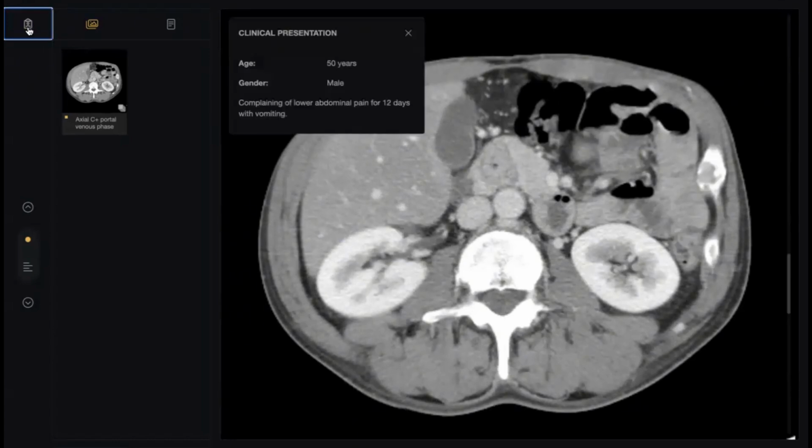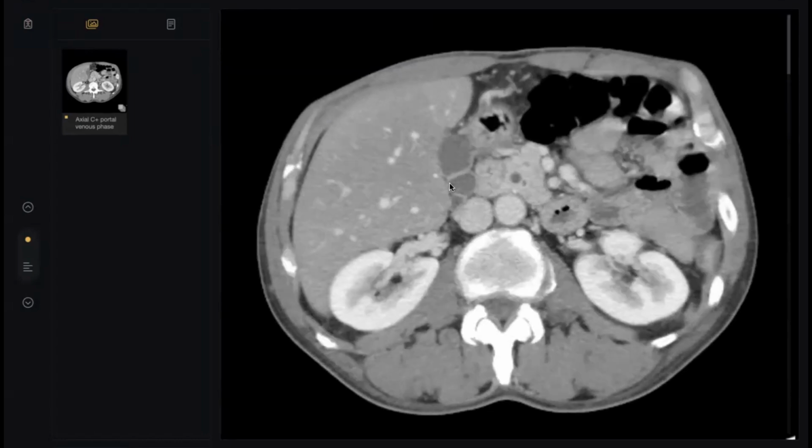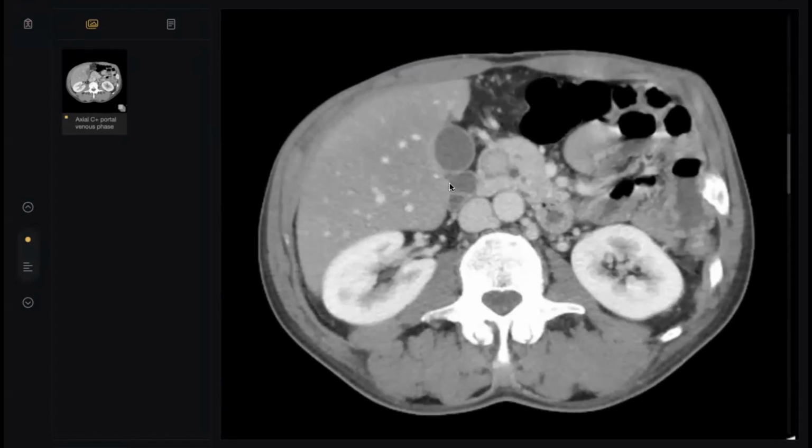This patient is a 50-year-old male complaining of abdominal pain and vomiting for 12 days. Sir, I am presented with the CT abdomen post-contrast images. On this image, I can appreciate pancreatic head encircling the second part of the duodenum.